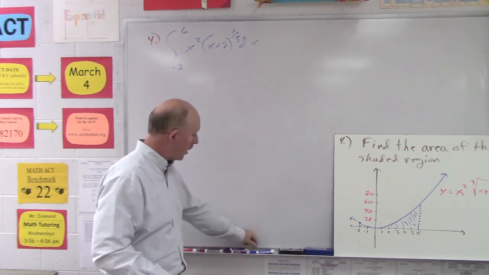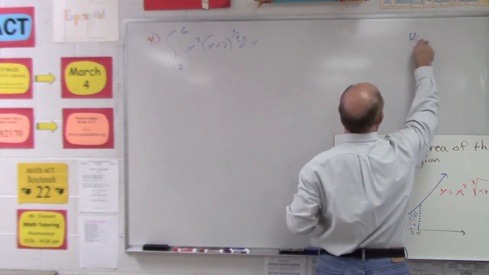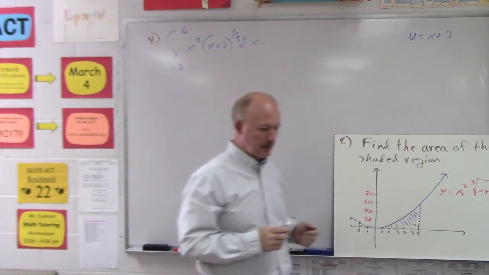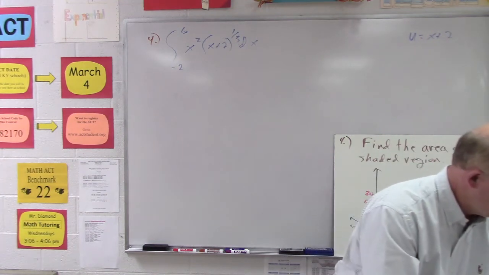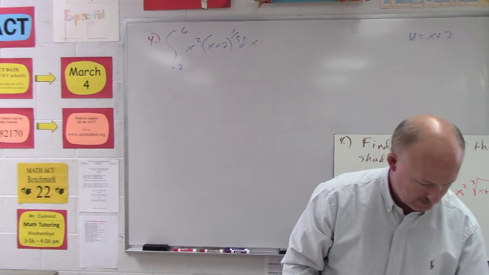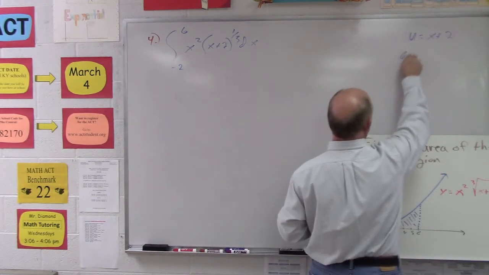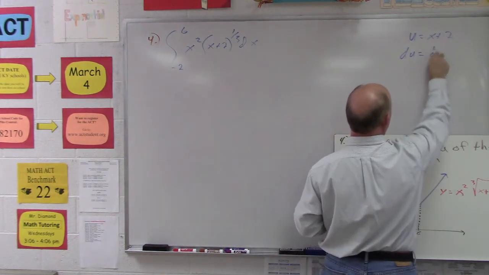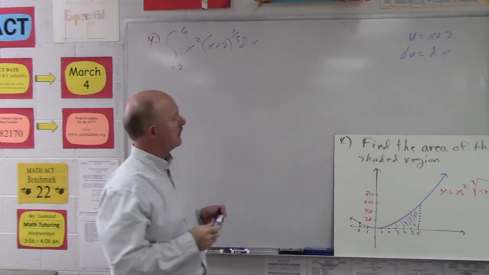But let's go ahead and start our u-substitution. We'll let u equal x plus 2. So let's let u equal x plus 2. Let's move this out of the way. Right, so u equals x plus 2. Take the derivative of both sides, so the derivative of u is du. The derivative of x is 1, so it'll be 1 dx or just dx. So du equals dx. That'll be a direct substitution there.